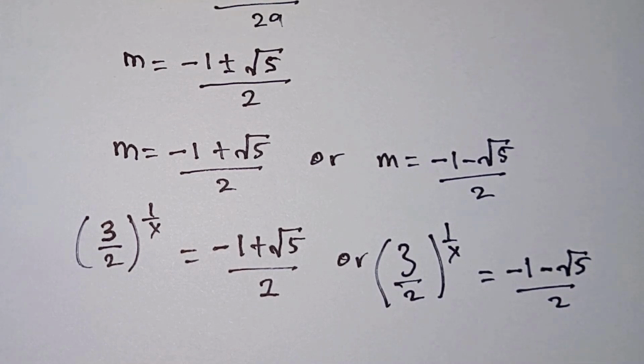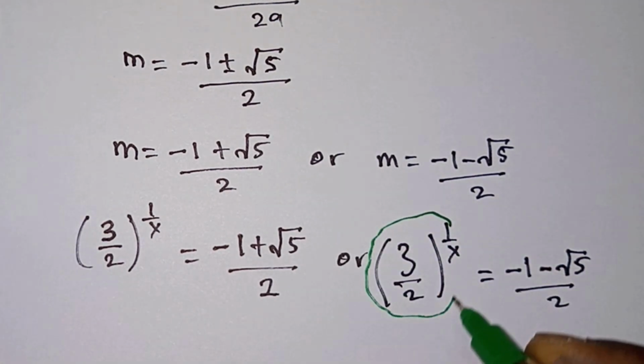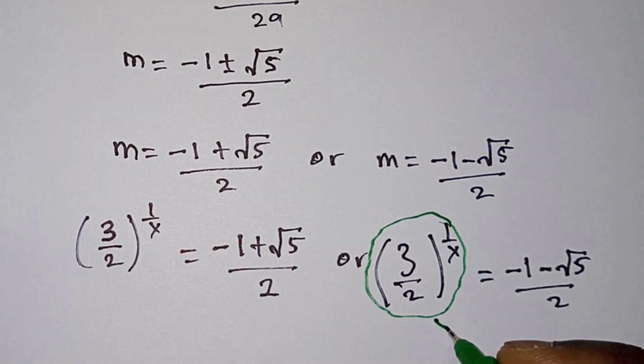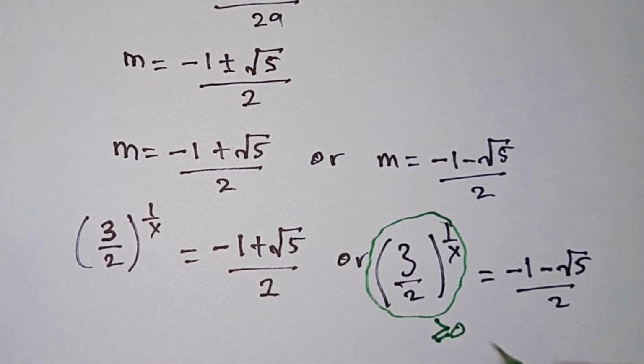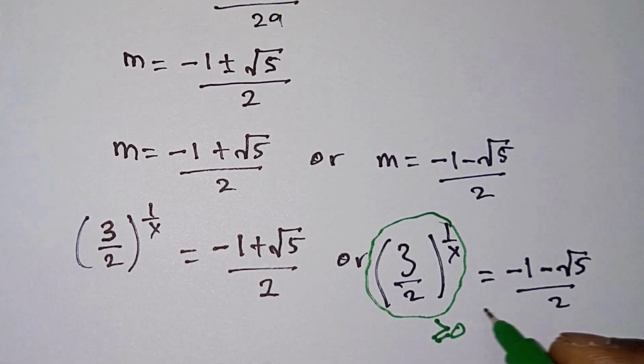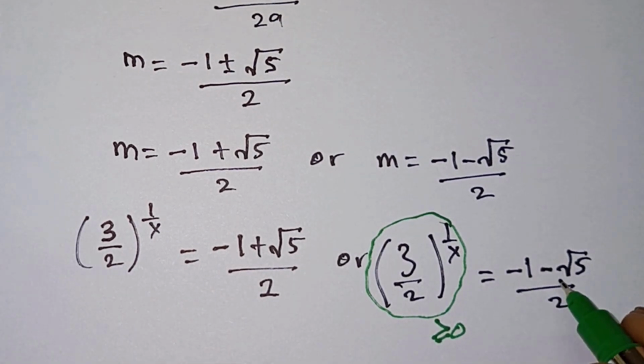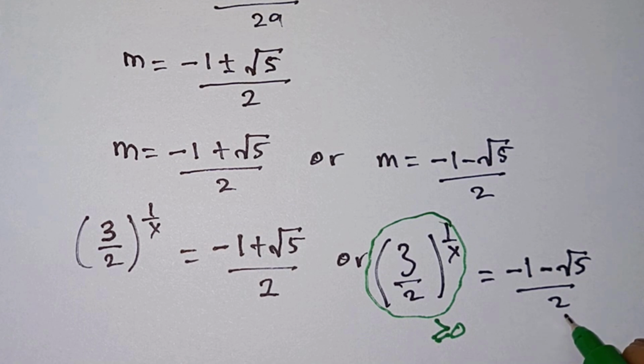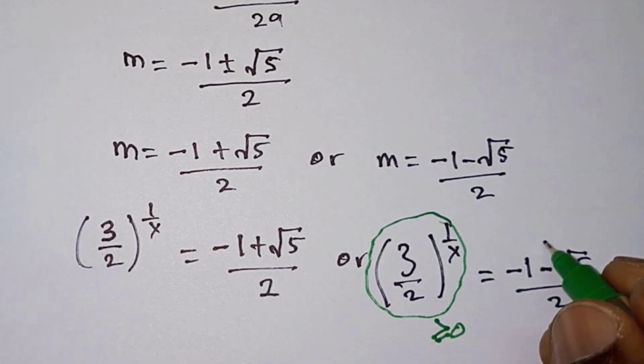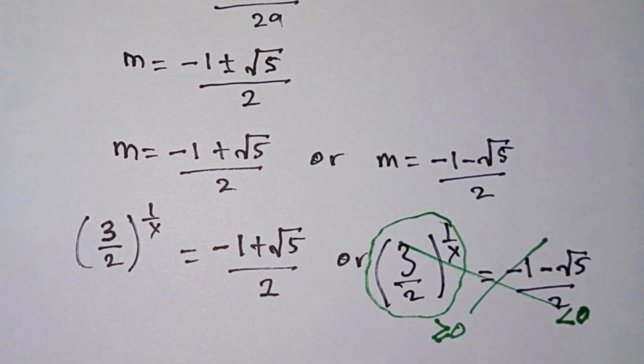But note that this 3 divided by 2 all to the power 1 over x is always greater than or equal to 0. But on the right hand side of this equation, we have negative 1, negative root 5, which is negative. It is actually less than 0. So it means that this statement is false. So we won't consider this equation.